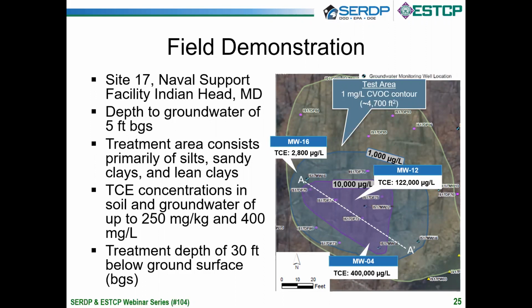And contamination extends to about 30 feet below ground surface, as I'd mentioned. We also saw concentrations upwards of 250 milligrams per kilogram in soil within that treatment zone at a depth of about 15 feet. And the size of the treatment area is fairly small. Our focus was on the area representing that 1 milligram per liter contour, which you can see in that light blue in that box there, which is about 4,700 square feet, or about 1/10 of an acre.